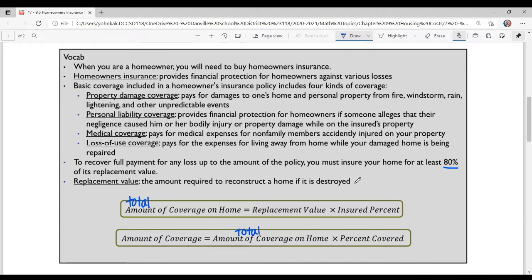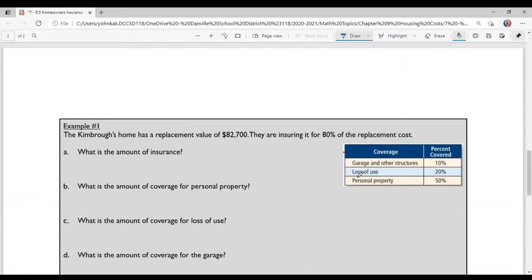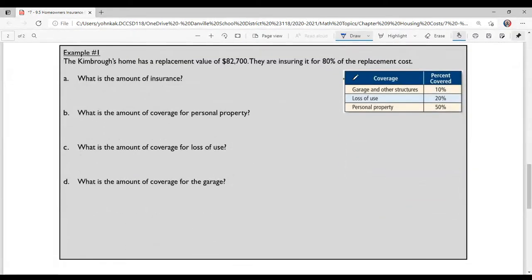Now we are going to use one specific table from one specific insurance company to talk about all the different things that we could replace. So I have here garage and other structures receive 10% of the payout. Loss of use claims 20% of the coverage. And personal property, those are all of your dishes, your clothes, your furniture, your books, your records. That's called your personal property, and that is 50% of the insurance coverage.